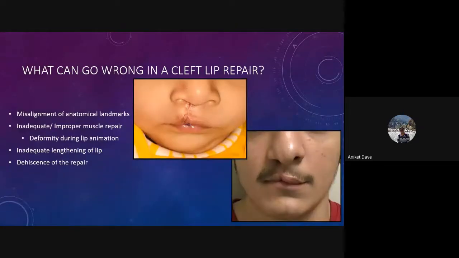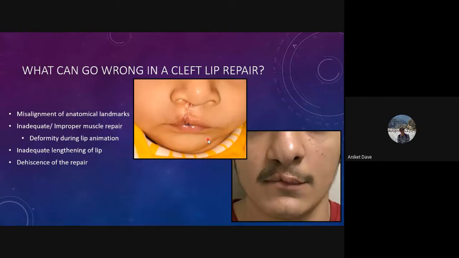But not every surgery goes well. There are so many aspects of the surgery where things can go wrong. The first one is if the anatomical landmarks are not aligned properly. As you can see in this child here, the white roll on either side has not been aligned properly. There's a notching of the upper lip. There's inadequate lengthening of the upper lip, which has been done. And sometimes even the muscle repair is inadequate.